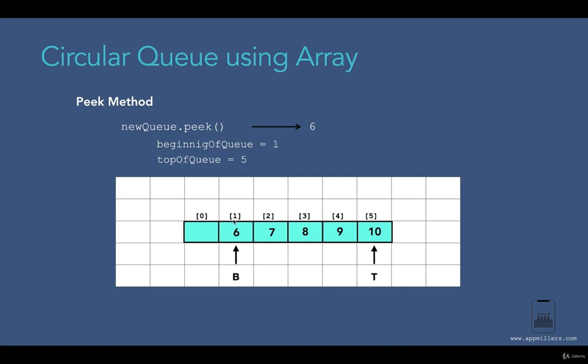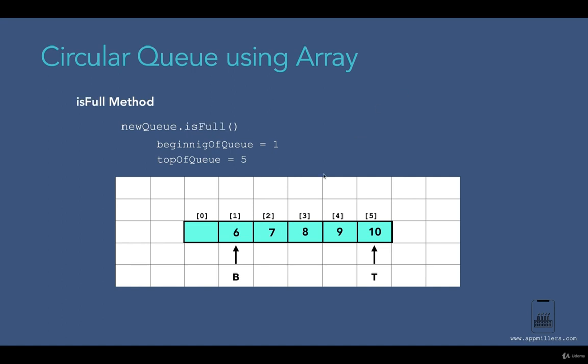Now if we run the dequeue method and 6 is removed from this queue, and then run the peek method, it is going to return 7, because 7 is the second element. If we remove the first element, the second element will become the first element, so that's why it's going to return 7 over here. Now let's continue to the next method.